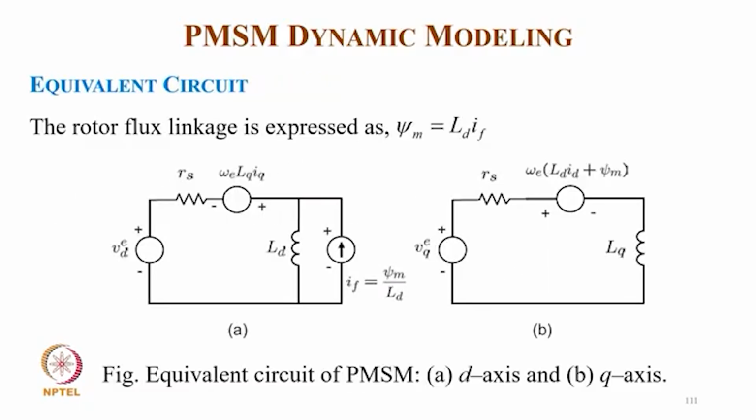So now coming to the rotor flux linkage expression, phi m equals Ld times if, and you can see the equivalent circuit for the d axis and q axis. The d axis consists of vd, rs, omega e Lq iq with Ld, and a current source if equal to phi m/Ld. Then the q axis has vq, rs, omega e Ld id plus phi m, and then Lq.